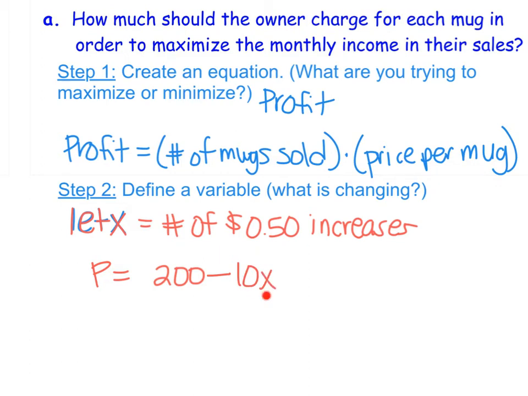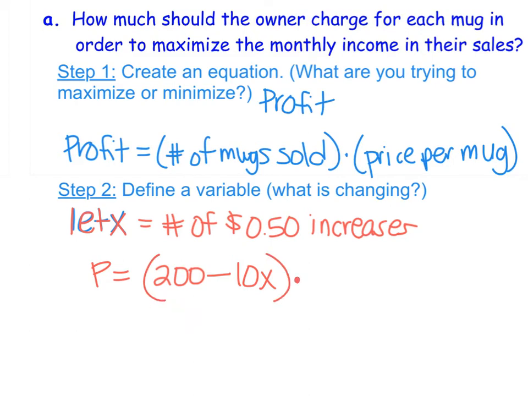Because if he has one increase in price, you're going to take away 10 from your sales. So your sales would be 190. If he increases the price twice, so if x is equal to 2, then he's going to sell 20 fewer mugs. So you would have 180 mugs that you've sold. So that represents the number of mugs sold.